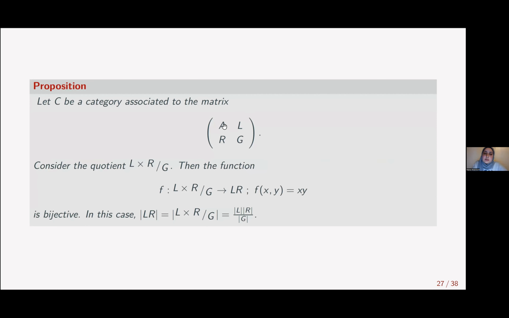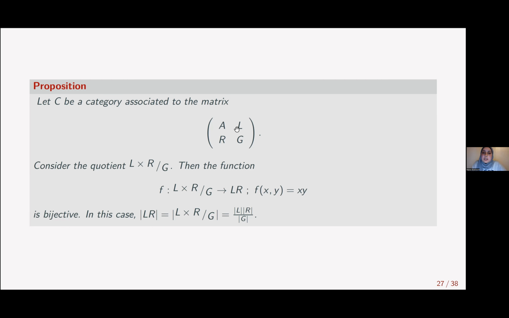And I let C be a category associated to this matrix, A, L, R, and G. And I consider the quotient, this one that we defined before. And the function from this quotient to LR, defined by xy, is going to be bijective. And what does this mean? It means that the cardinal of this set is going to be equal to the cardinal of this set. So the cardinal of LR is equal to this, and by the free action, it's actually equal to the cardinal of L times the cardinal of R over the order of G.